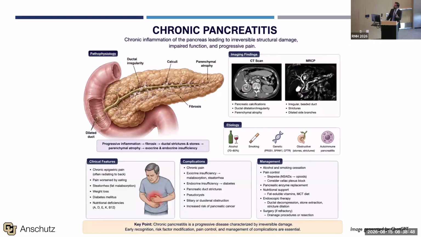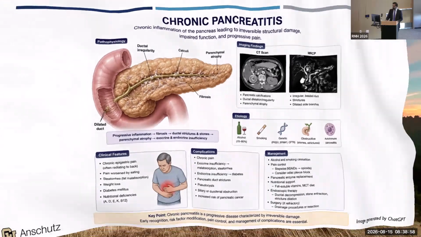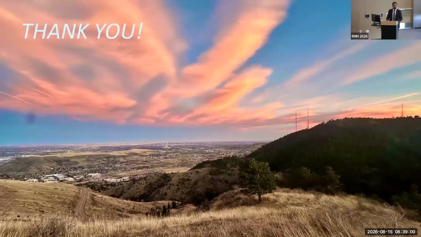But if there is one page you want to reference, look at this. Kind of covers almost everything in terms of what you want to know about chronic panc in a nutshell, and should help you take care of most of your patients. Thank you for listening, and we'll answer your questions once we're done.